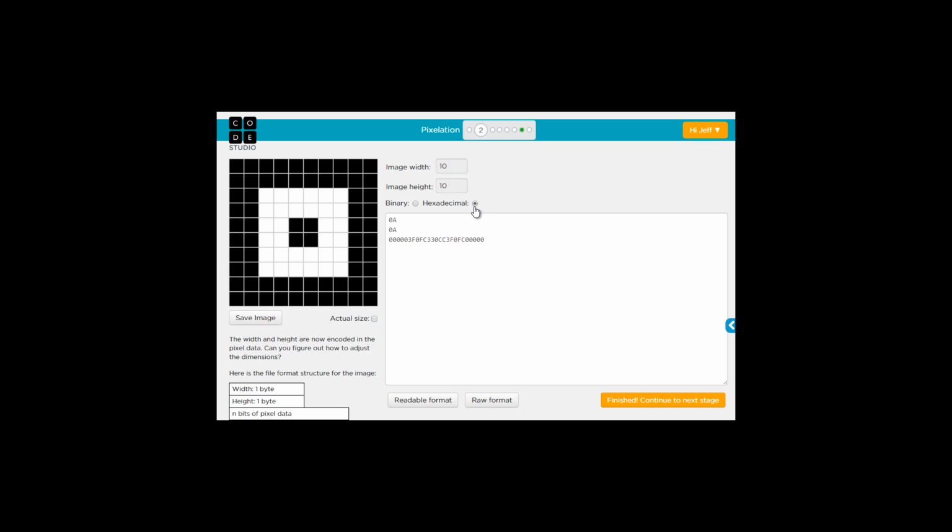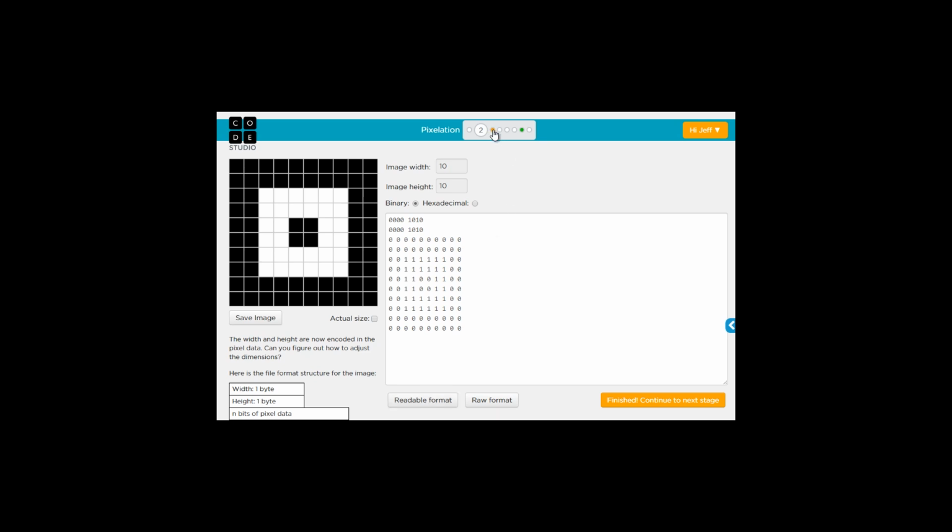I can also convert to hexadecimal, where A is 10, so you can see the width and the height there as binary as well as hexadecimal, and you can see the raw format that would be sent across a network or stored on a hard drive or some other representation.